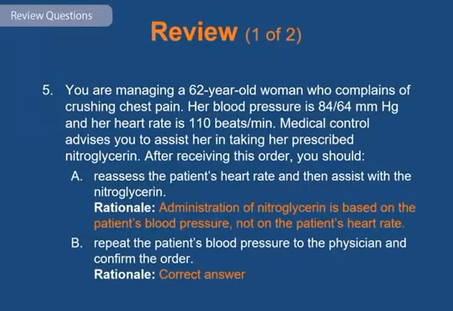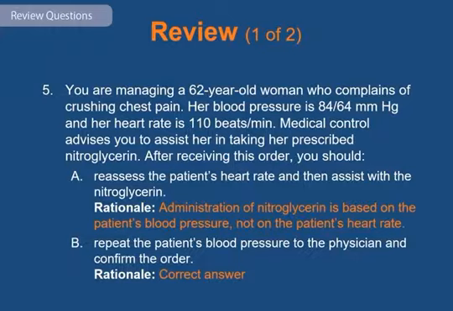So let's look at the incorrect answers. You're managing a 62-year-old woman who complains of crushing chest pain. Her blood pressure is 84 over 64 and her heart rate is 110. Medical control advises you to assist her in taking her prescribed nitroglycerin. After receiving this order, you should, let's look at A, reassess the patient's heart rate, then assist with nitroglycerin. No. Administration of nitroglycerin is based on blood pressure, not on the heart rate.